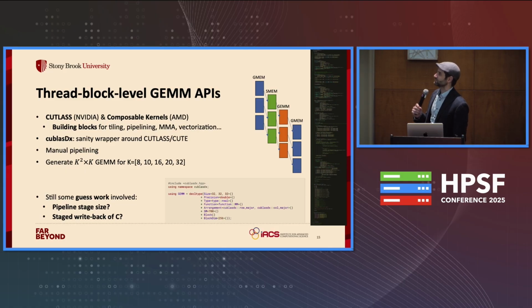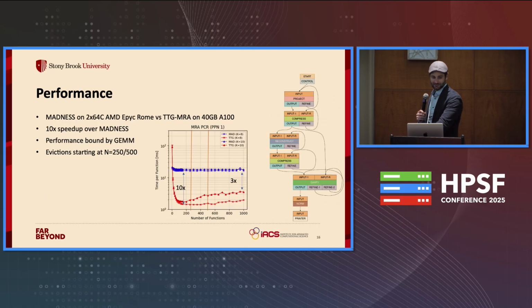There's still some guesswork involved, right? How big is a pipeline stage? Should we stage C back through shared memory? The docs are not really clear on that, but we get really nice performance. So we get a 10x speed up over the host version of MADNESS for anything that's not just a single function.